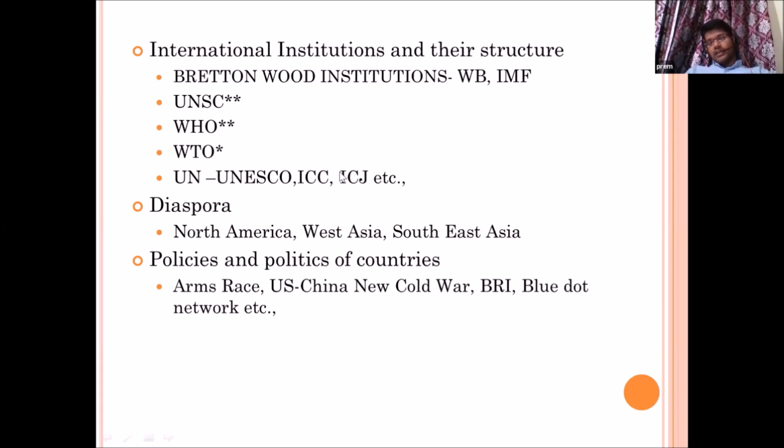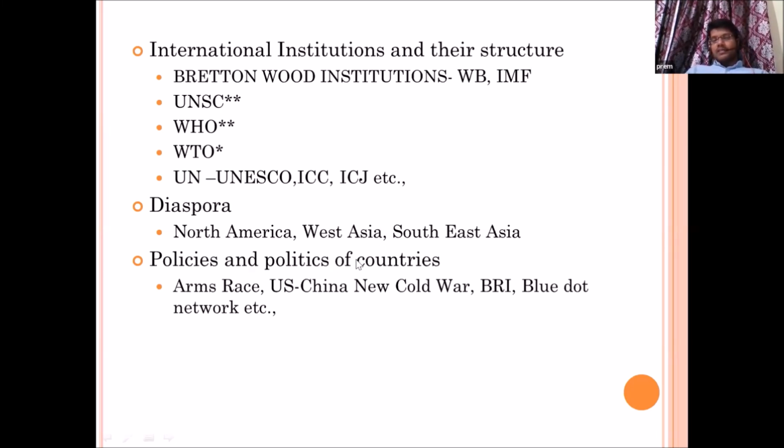Similarly, next we'll go to the next component, that is diaspora. Indian diaspora is very important, and from the last 2-3 years, at least every alternate year, one question was there: how our diaspora is affecting bilateral relations. So we'll discuss how it is located in North America, West Asia and Southeast Asia.